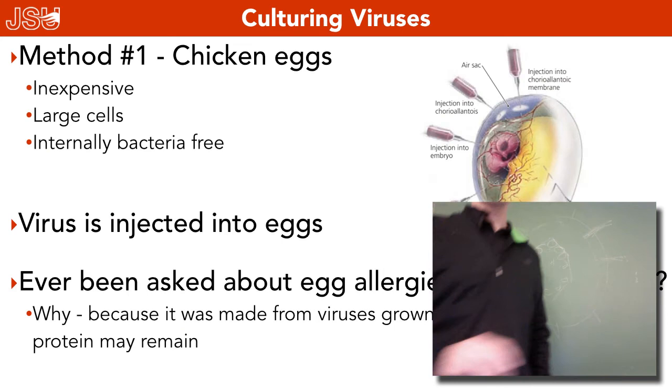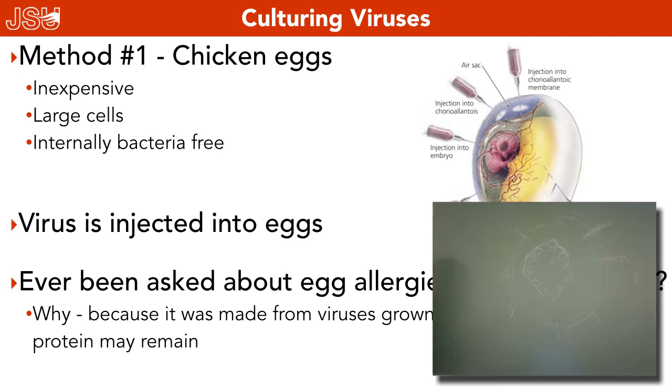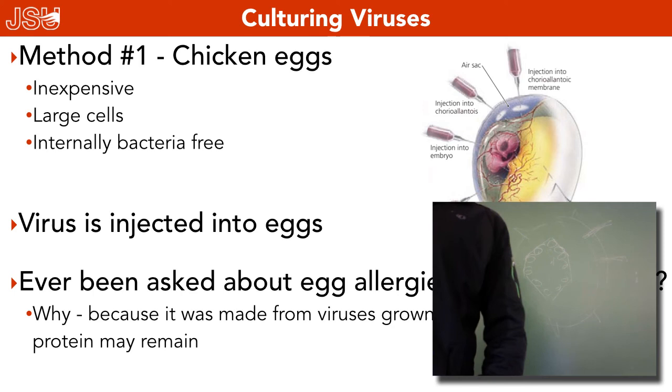All right, so the first method is using chicken eggs. There are a couple of advantages. It's inexpensive. Chicken eggs are not that much. Large scale. They're internally sterile. Basically, they just inject the egg with virus. The virus, being an intracellular parasite, gets into the cells in the egg. They replicate more viruses. And then you just destroy the egg and pull the viruses out through filtration.